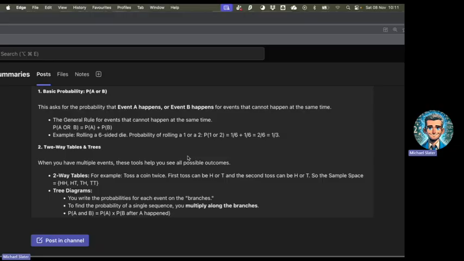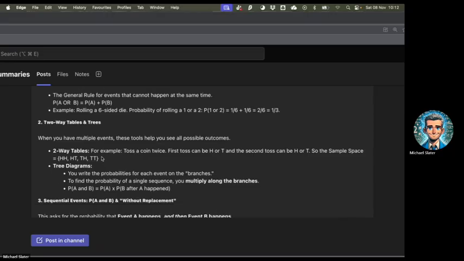For example, when you're rolling a 6-sided die, the probability of rolling a 1 or a 2 is the probability of a 1 plus the probability of rolling a 2, which is 1 over 6 plus 1 over 6, which equals 2 over 6. And we always simplify our fractions, and this is 1 over 3.